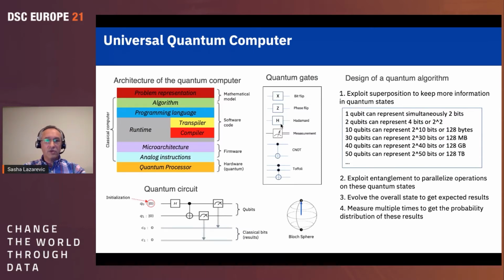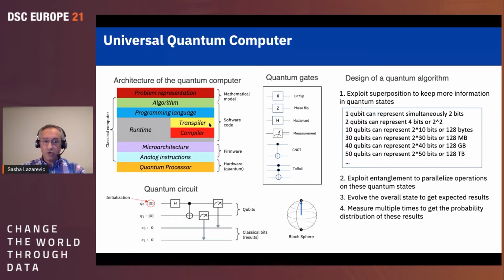And we are coming to the universal quantum computer. The universal quantum computer is actually what we are looking for and what we want to exploit to resolve the world's hardest, most difficult problems. So how does it look? Here you see the logical architecture. You represent your problem mathematically. Based on this mathematical representation, you develop the algorithm in a high-level programming language like Python, using some libraries. Then your code goes through the transpiler.